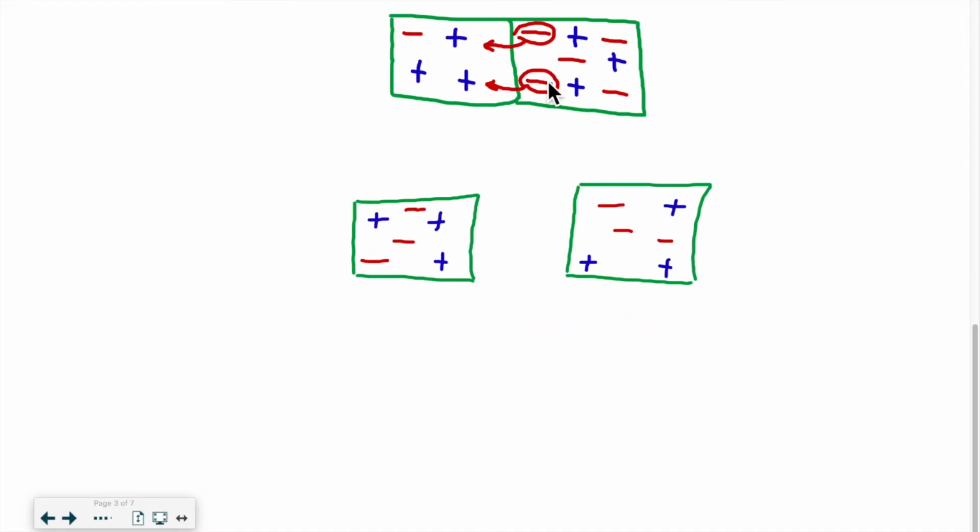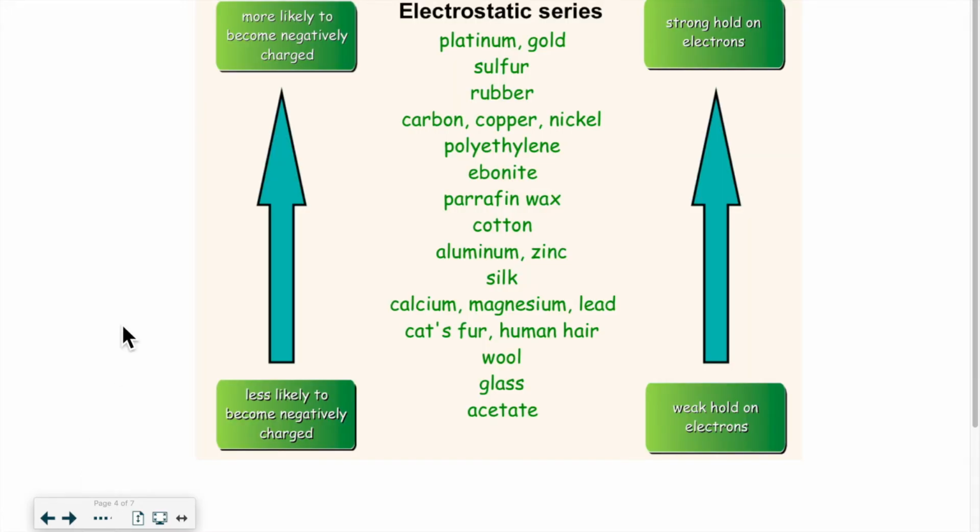Okay, so charges would travel until we get two neutral substances again. So that's how we charge by friction, or also how we make things neutral again after the fact. So that is one way to create static electricity. We'll talk about other ways in a moment. So I was saying before, we can determine which substance would gain electrons, which substance would lose electrons.